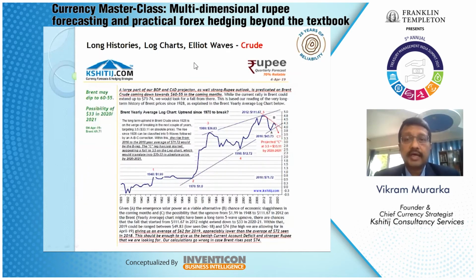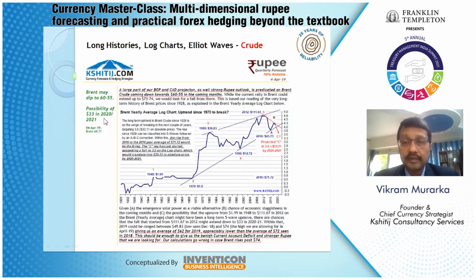I'm going to share a number of charts with you. The first chart is a very, very important chart, one of the best charts that I could ever show to you. This is using long histories along with log charts and Elliott waves on crude. This is a study that we did in April 2019 when Brent was 69.71. And we said that Brent might drop to $60, $55, or even to $33 by 2020.